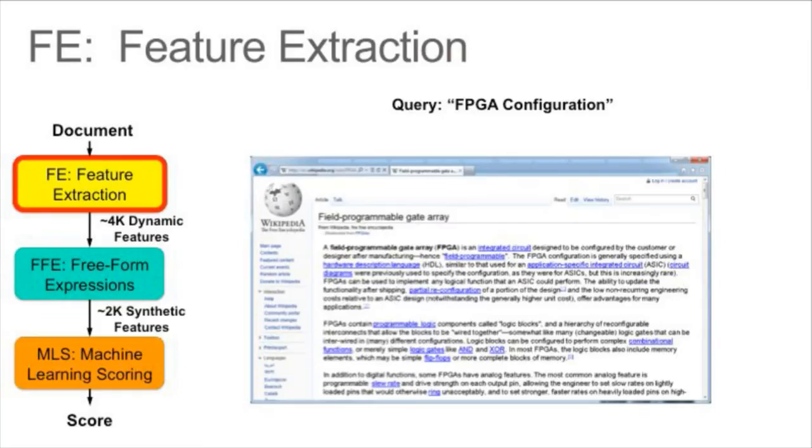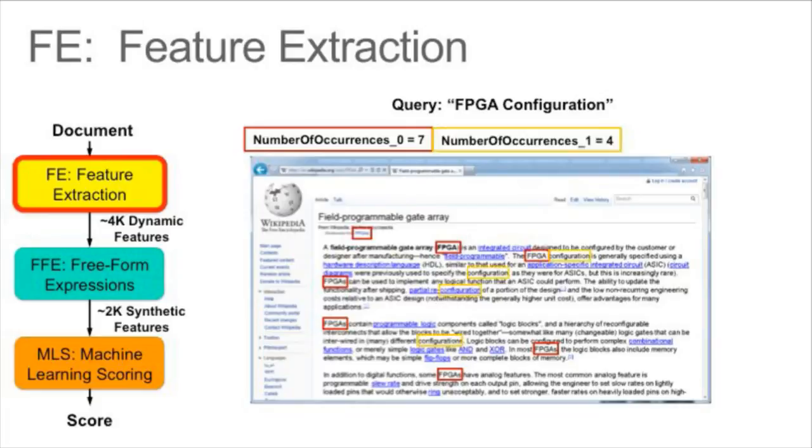Okay, so I just have a quick example here. So if I have the Wikipedia text here for field programmable gate array, and let's say I do a search for FPGA configuration. So one example of a very simple feature, there are obviously much more complex ones, but a simple feature is number of occurrences of query term 0, which in this case is FPGA. How many times does it happen in the body text? And so in this case, you can see that there are 7 instances of the term FPGA, so that feature would have a score of 7.